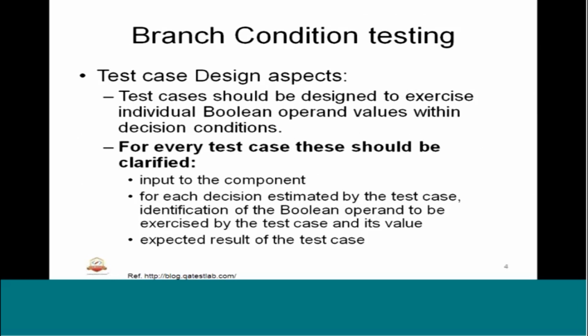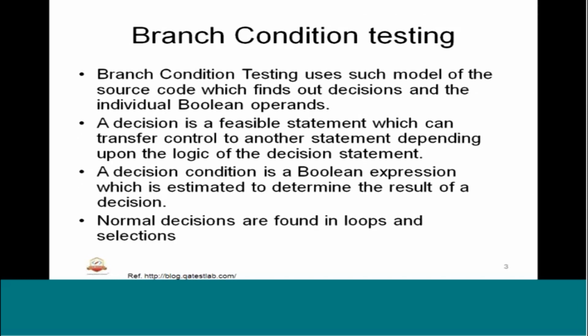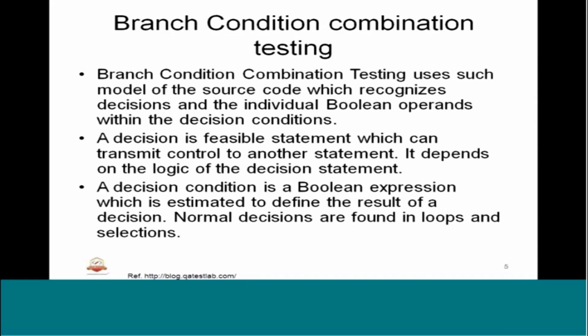Whereas in the case of branch condition alone, we take care of the decisions and the individual Boolean operands. That's all. Here we take care of decisions and the individual Boolean operands within the decision conditions. The decisions will also have a lot of Boolean operations, expressions or operands, and those also will be exercised. This will be a rigorous thing, basically. So that's why it's called branch condition combination testing.